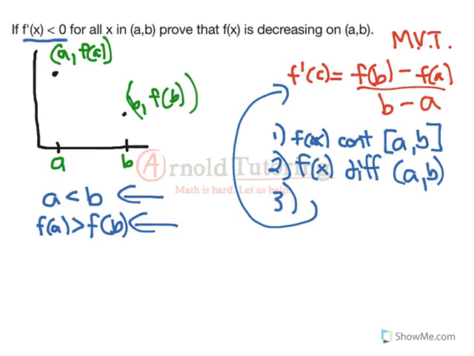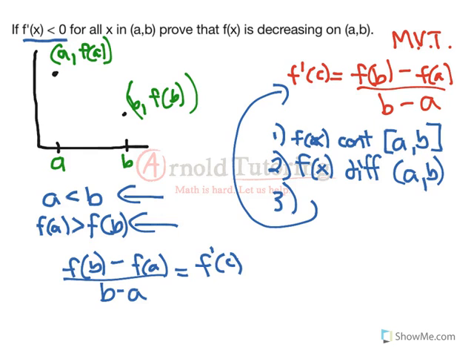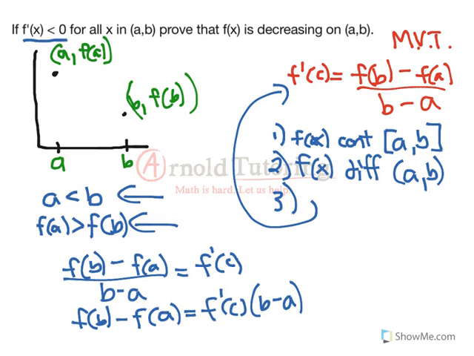Okay, so we can then say, I'll just write the theorem one more time, f of b minus f of a over b minus a equals f prime of c, where again c is some point between a and b where the slope of the tangent will match the slope between the endpoints. If we cross multiply here, just multiply b minus a to the other side, what have we got here? We've got f prime of c times b minus a.